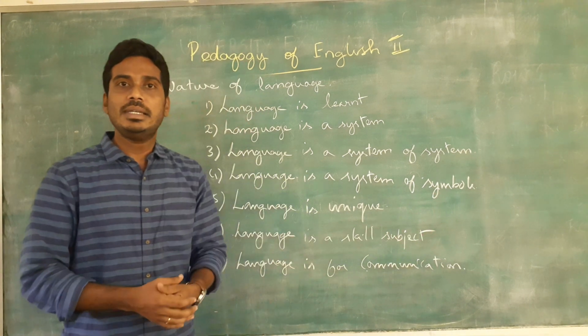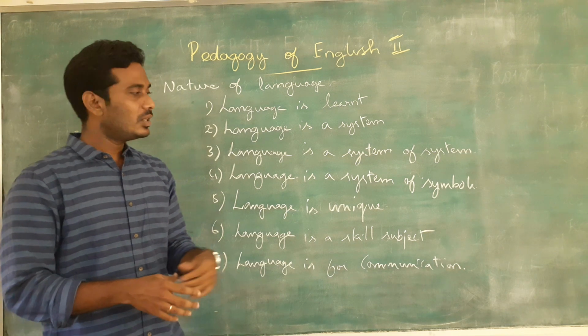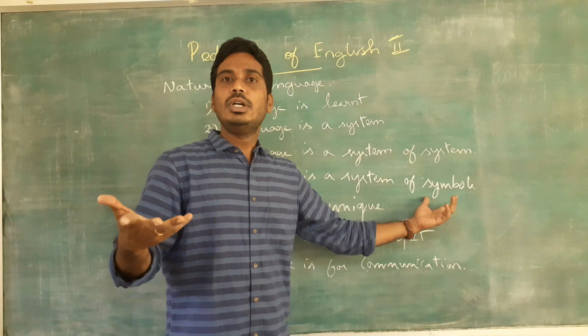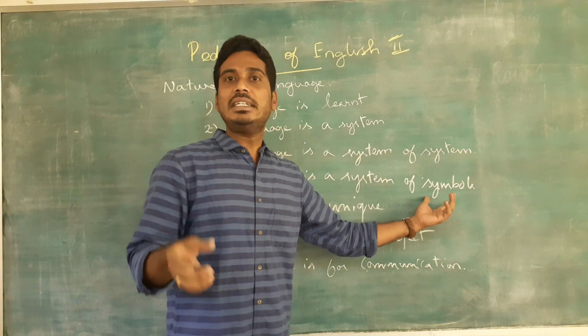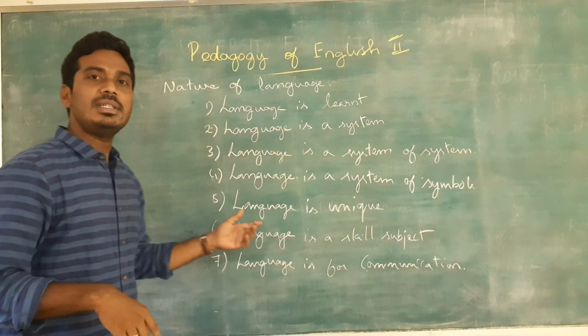So we are writing A, B, C, D, no? Those are all English alphabets. So that is a symbol, A is a symbol, B is a symbol. We don't know who introduced those symbols, but it is a symbol. And the next one is language is unique.